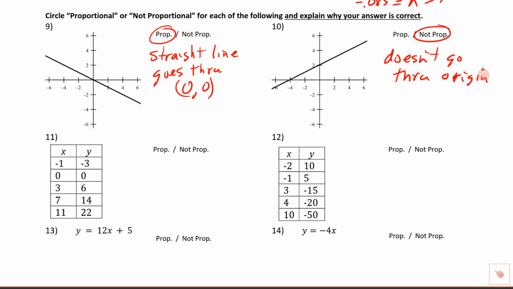So I'm going to say origin right here. Remember, origin is another way of saying 0, 0. So I'll just put that on there just to make sure we're all clear on that. And then let's take a look at the next one.